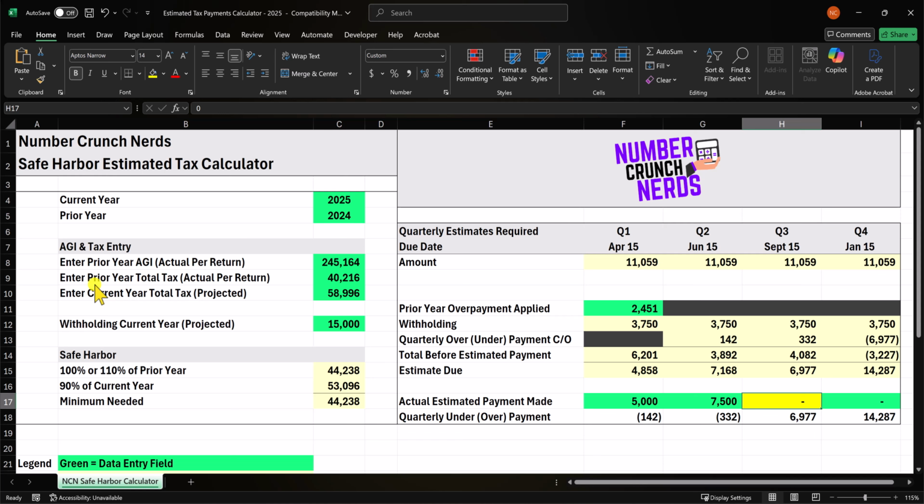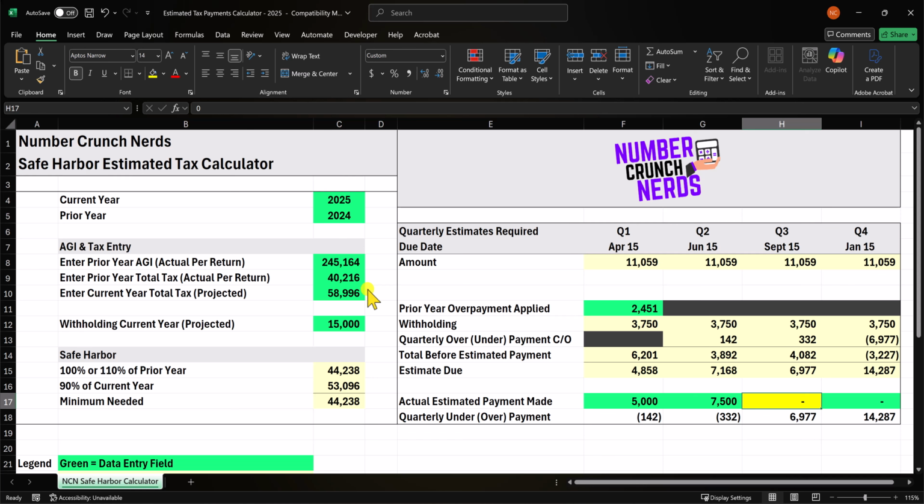You also need to know your prior year total tax. And again, that comes off of your tax return for 2024 in this example, and you need to get that figure and put the amount right here in this cell. Now let's stop for a minute and make sure that everybody is following. Based on these two pieces of information right here, do we have enough to calculate what our safe harbor is under one of the two acceptable methods? And the answer is yes.